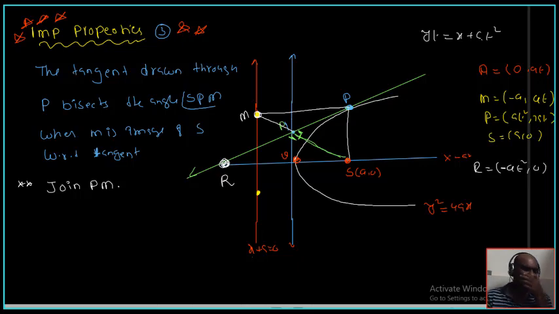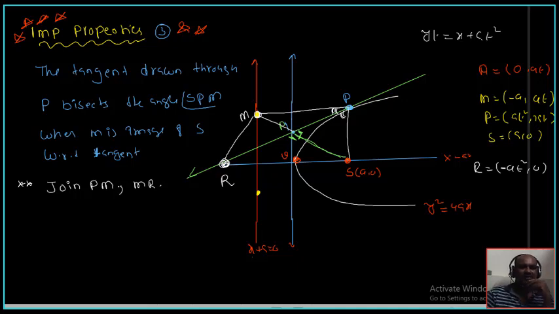This is also important. Join MR also. What is R? The point where the tangent intersects the x-axis. In my diagram that is the x-axis. Now you want to prove that these two angles are the same.